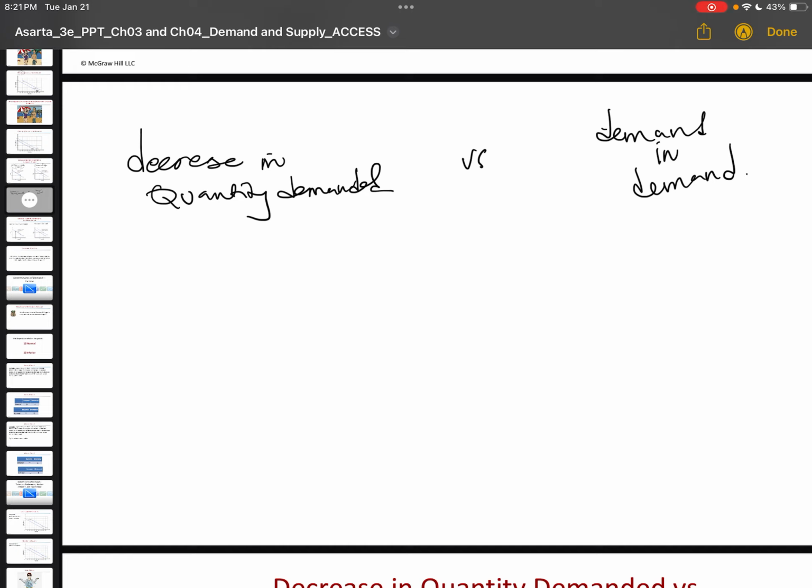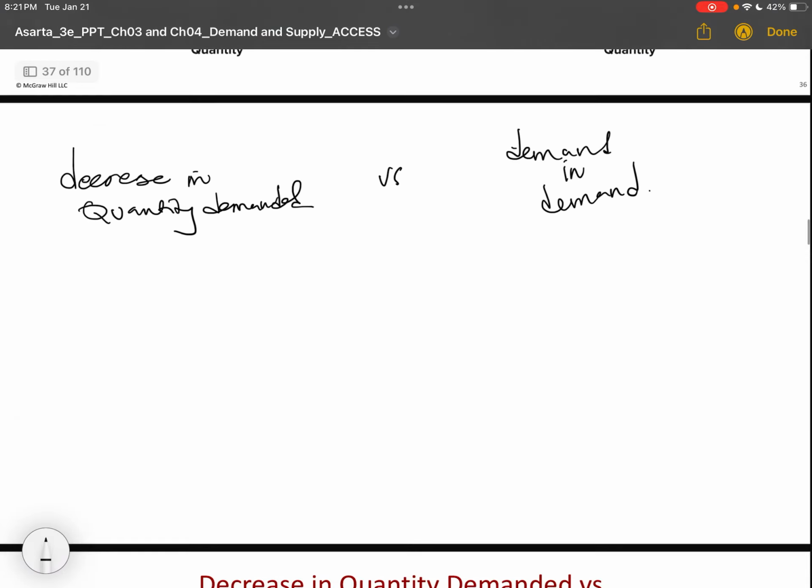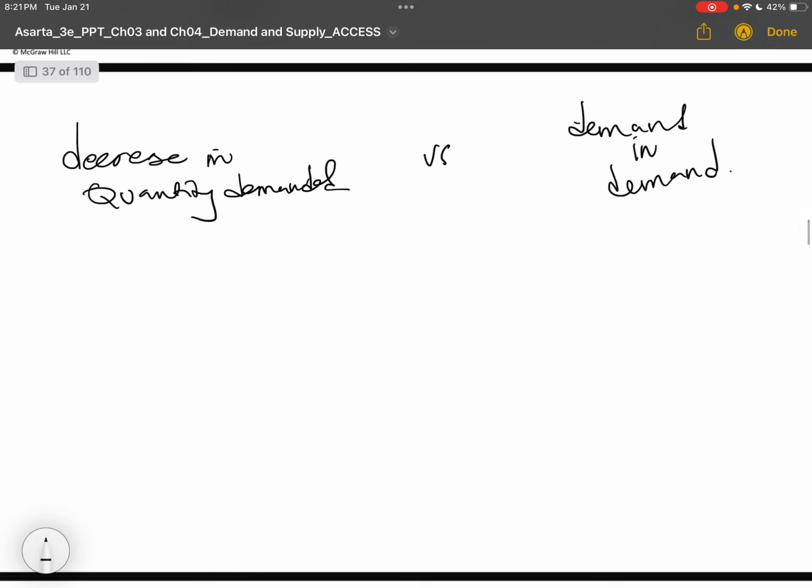Right, so this is where I want you to take a piece of paper and a pen. Yeah, we need to get busy on this one. Let me get rid of that. Good. Okay, so decrease in quantity demanded. Are you done drawing it?